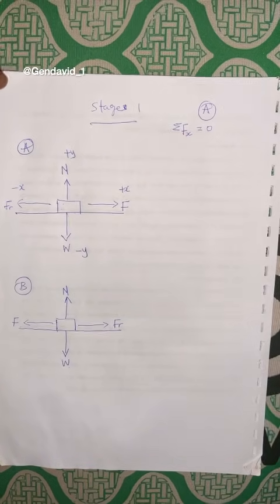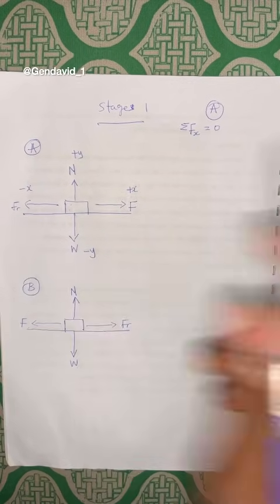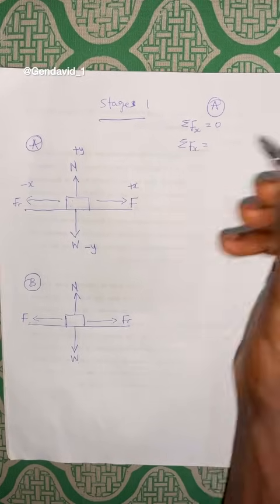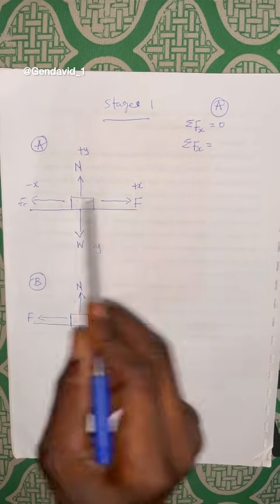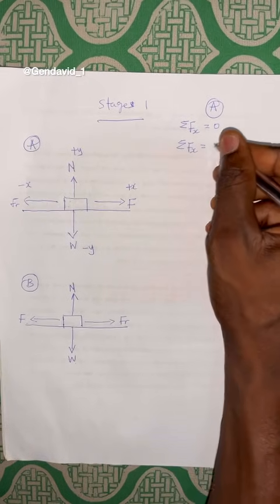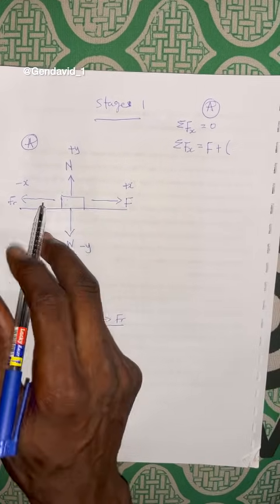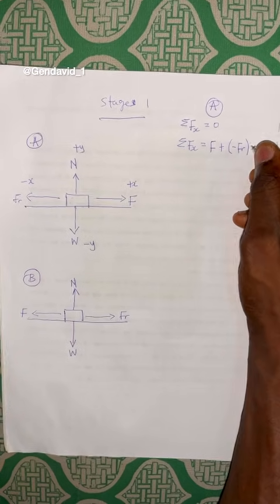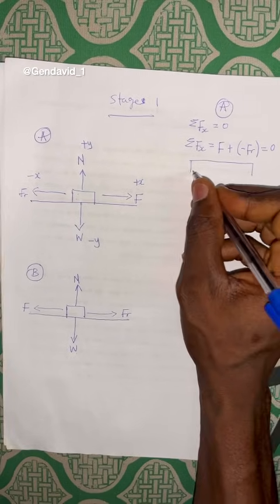As you all know, the summation of the forces on the horizontal axis here will be 0. Summation means you are adding them up. Now, what are the horizontal forces here? The horizontal forces are the friction and the applied force. Don't forget that the applied force is working towards the positive, so I will have positive F plus, in brackets, the frictional force, which is working towards negative, so minus FR. Then everything is equal to 0.